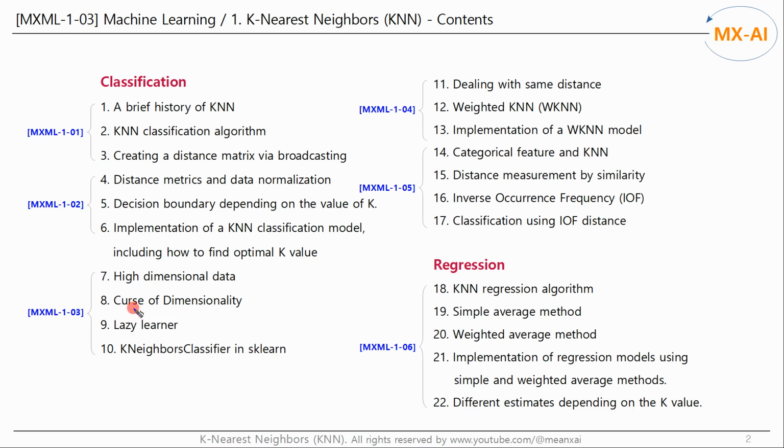So far, we have looked at the curse of dimensionality and lazy learner and implemented the KNN classification model using scikit-learn. In the next video, we will look at the weighted KNN.